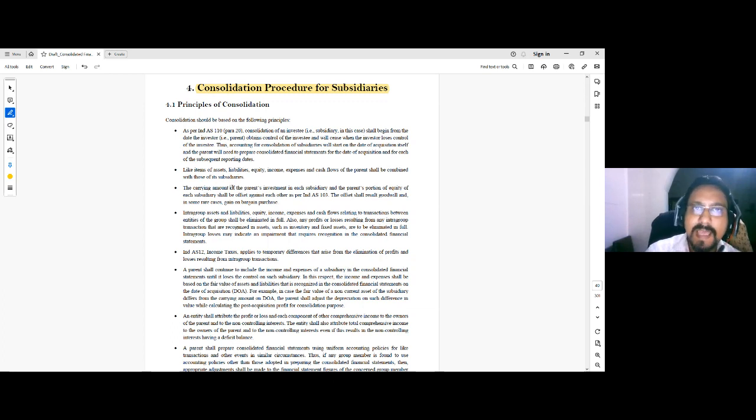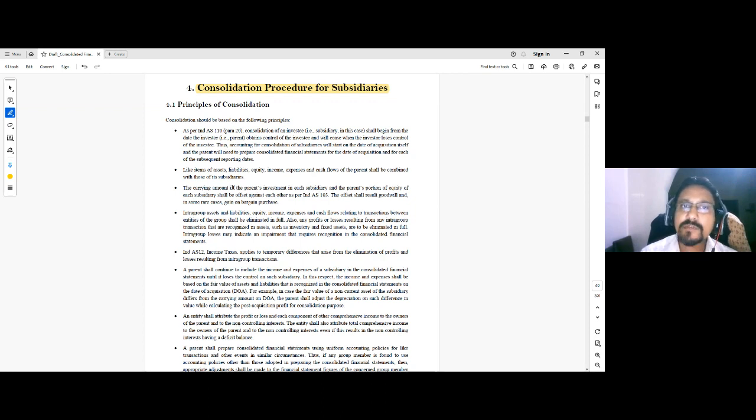Okay. Thus, accounting for consolidation will start on the date of acquisition first, and the parent will need to prepare consolidated financial statements on the date of acquisition and for each of the subsequent reporting dates, on a quarterly basis or on an annual basis. What will be done in consolidation? Items of assets, liabilities, equity, income, expenses, and cash flows of the parent company shall be combined with that of the subsidiaries. That is, plant and machinery of the parent with plant and machinery of the subsidiary will be added together, and that will form the consolidated figure to be reported.